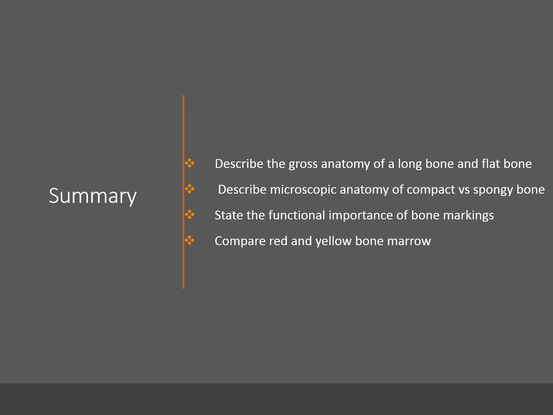Finally, I talked about the differences between red bone marrow and yellow bone marrow. Remember that red bone marrow is mostly associated with the production of blood cells. Yellow bone marrow mostly stores nutrients in the form of fat.